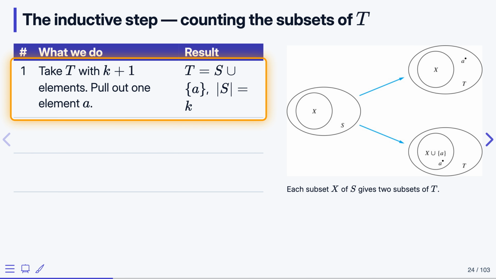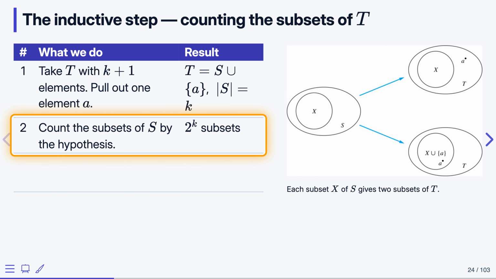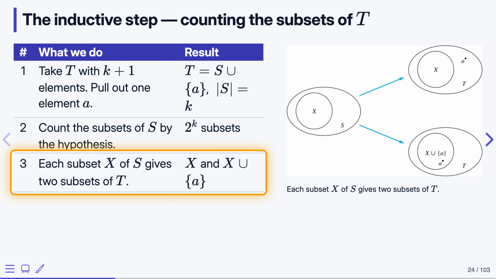Step 1. Take a set T with k plus 1 elements. Pick one element and call it A, remove it. What is left is a set S with k elements. Step 2. By the hypothesis, S has 2 to the k subsets. Step 3. Take any subset X of S, it gives exactly 2 subsets of T. One is X on its own, without A. The other is X together with A. Every subset of T is one of these.